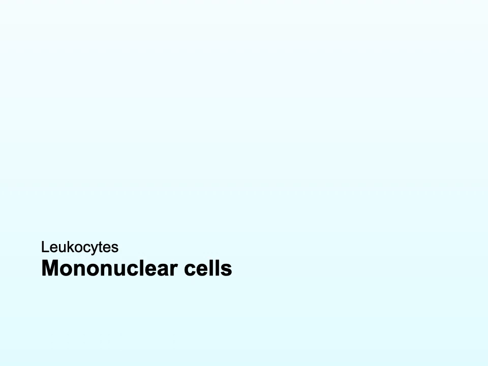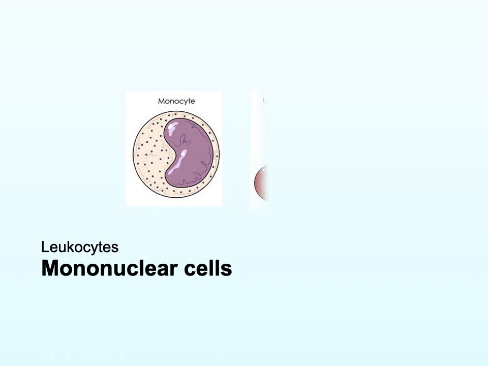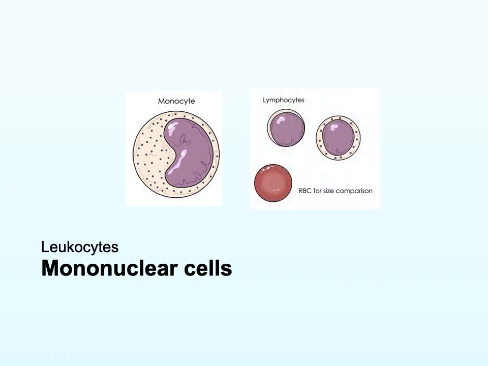Another type of leukocytes are the mononuclear cells. They are called mononuclear cells because their nuclei appear as single with no lobes. These cells are the monocytes and the lymphocytes. Monocytes are the largest white blood cells, while lymphocytes are the smallest. Look at the size comparison between lymphocytes and red blood cells, not that much different. These mononuclear cells are also called agranulocytes because of the disappearance of granules in the cytoplasm.